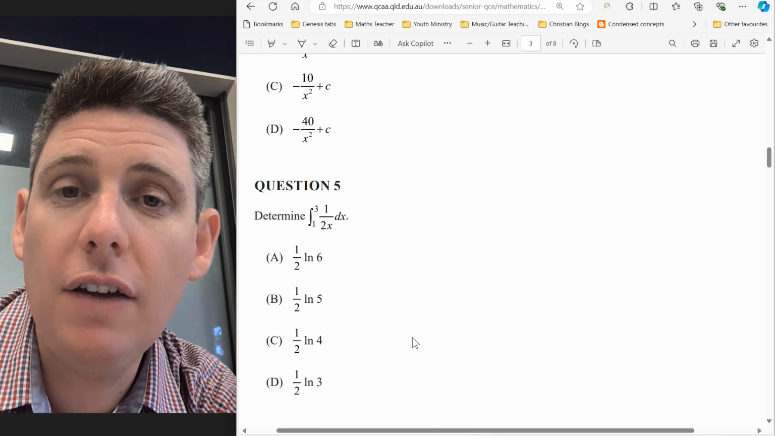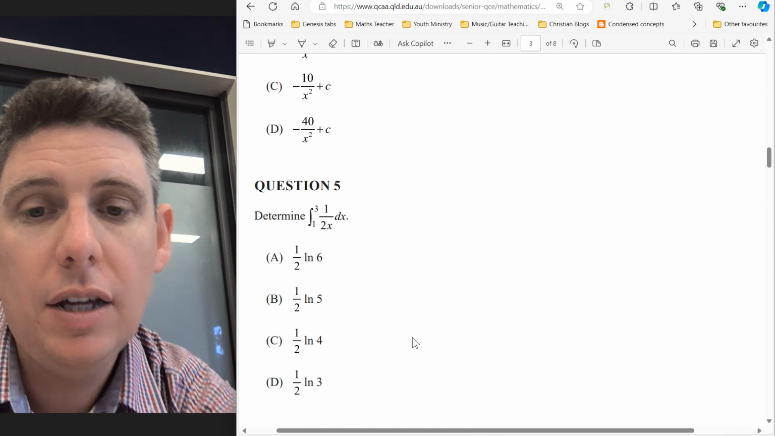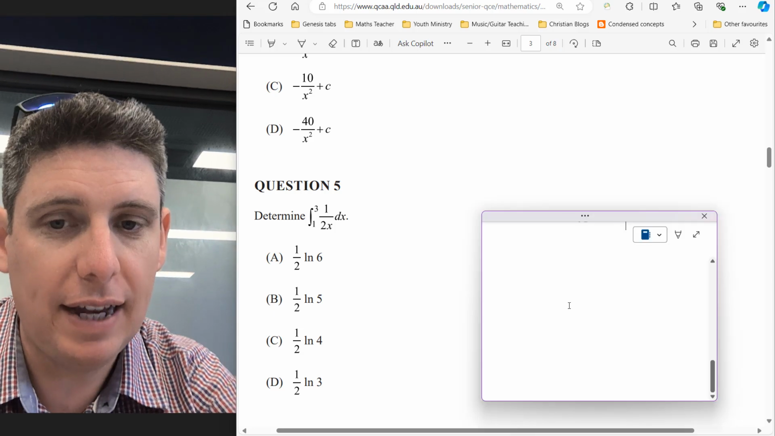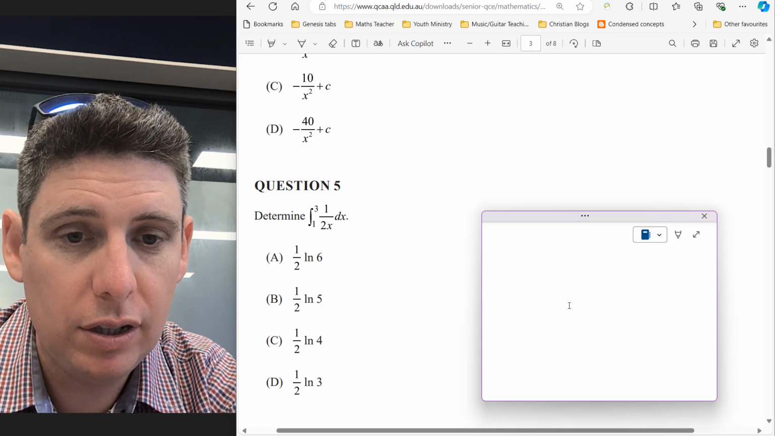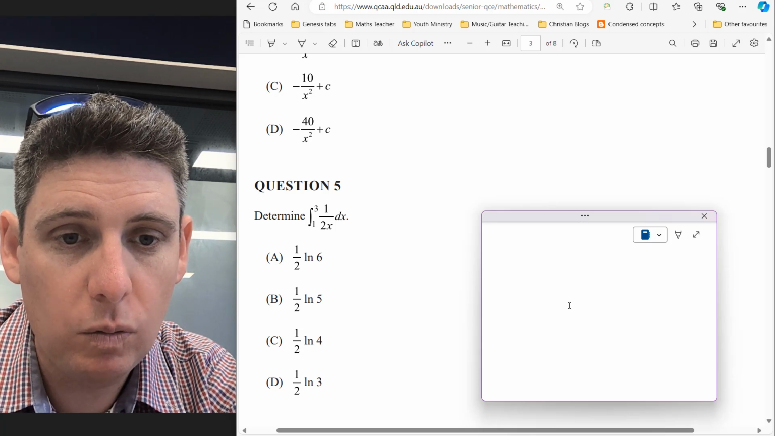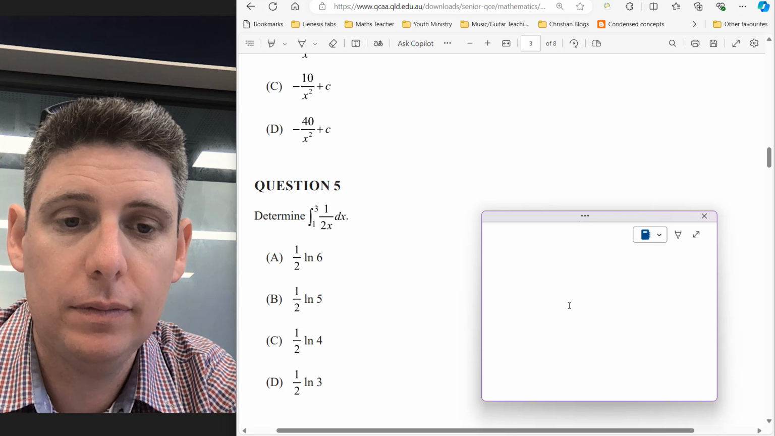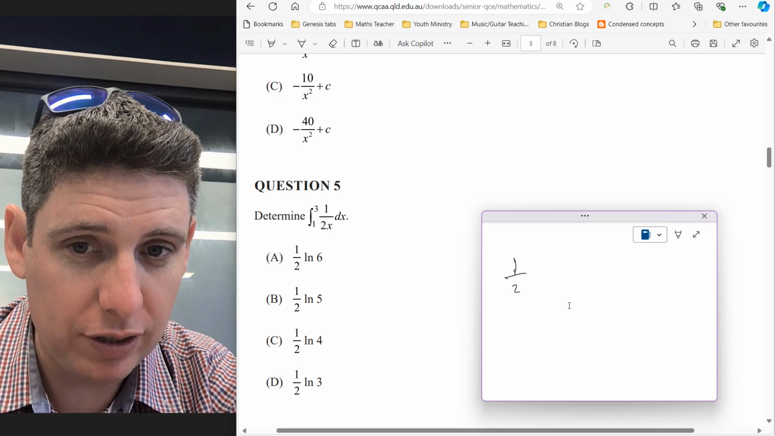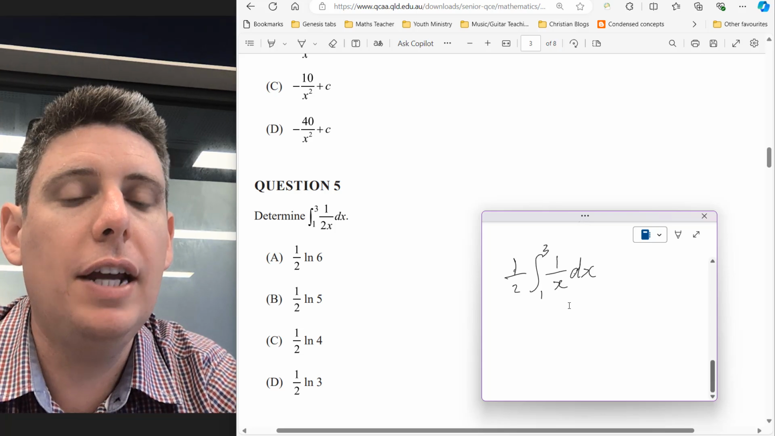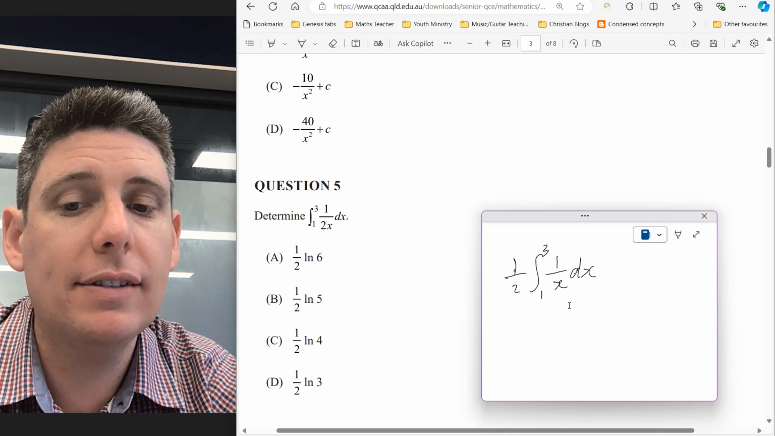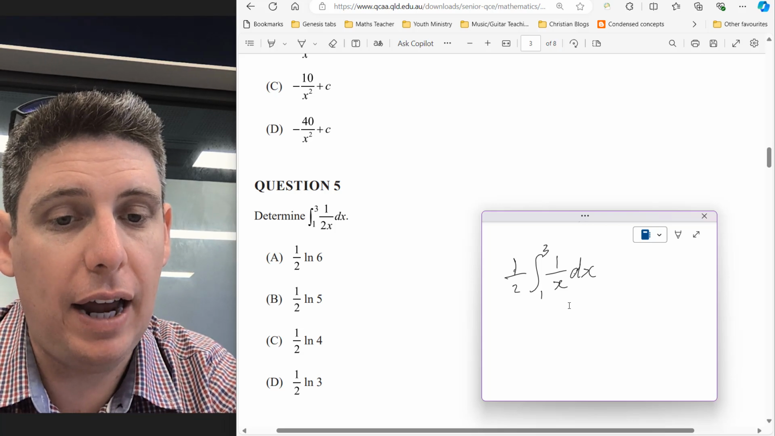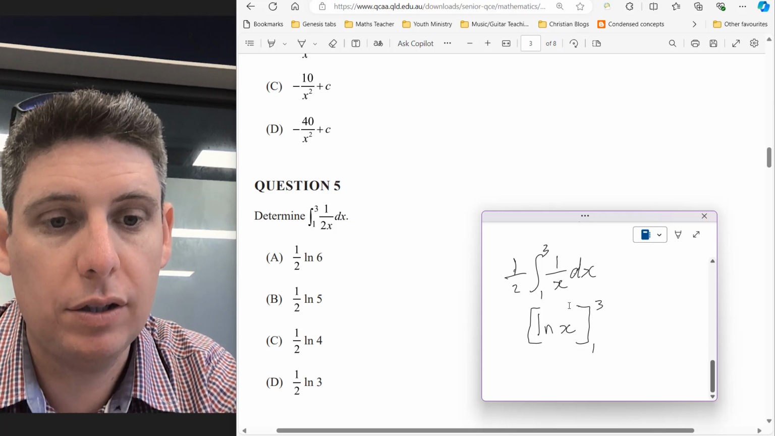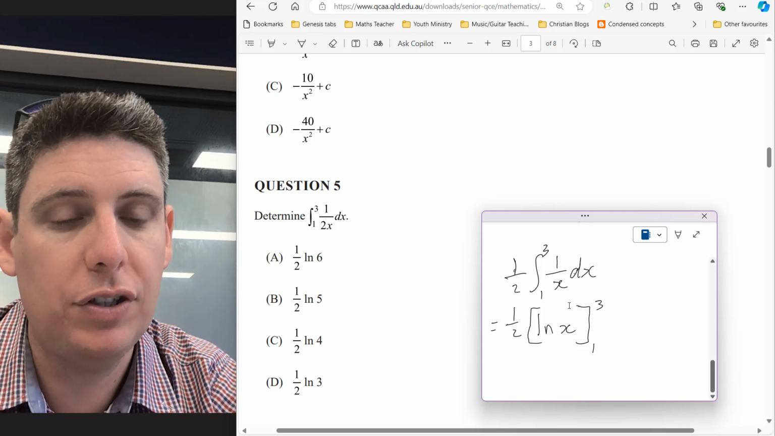All right, question 5, another integral question. This one we're doing definite integrals. Let's test our definite integral knowledge. So first, integrate 1 over 2x. So we can bring the half out the front. You can bring coefficients out the front. So the integral of 1 over x is ln x. And so we're going from 1 to 3. We've still got that coefficient out the front.